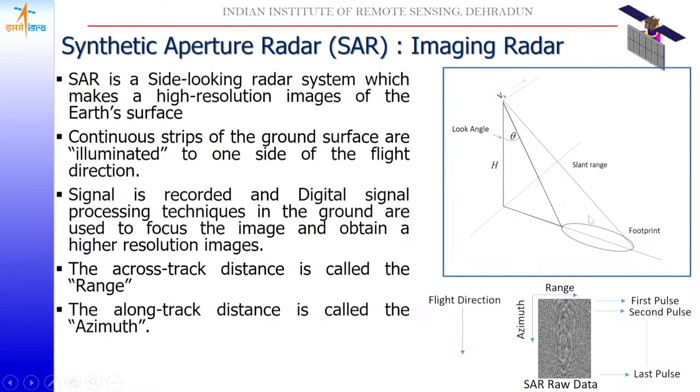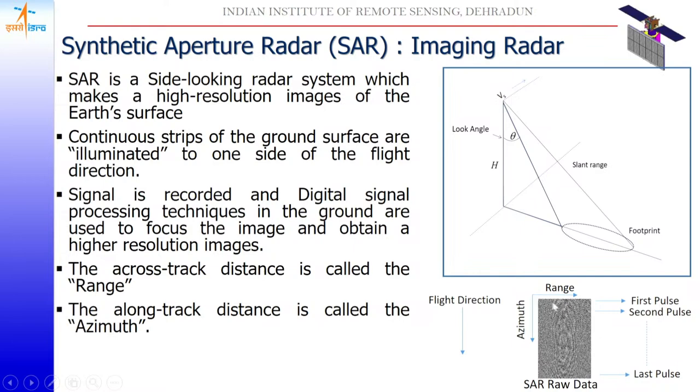SAR is a side looking radar system which makes high resolution images of the earth surface. Continuous strips of the ground surface are illuminated to one side of the flight direction. The signal is recorded, and digital signal processing techniques on the ground are used to focus the image and obtain high resolution images. As it is moving, it passes one pulse, that pulse interacts with the ground surface, and it is backscattered towards the sensor. This is the energy it will record.